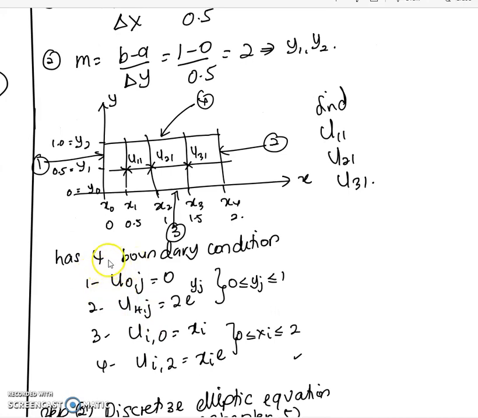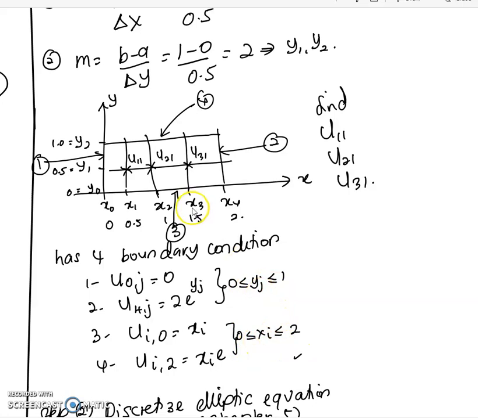Now we have generated the four boundary conditions. The first is when x equals 0, for y equals 0, 1, 2, u is equal to 0. When x equals 2, or x4, so i is 4, u equals 2 to the power y_j. Boundary condition number 3 is when y is equal to 0, u will be x_i. Boundary condition number 4 is when y equals 1, or j is equal to 2, so u is equal to x_i times e. This is the boundary condition that you need to fulfill.